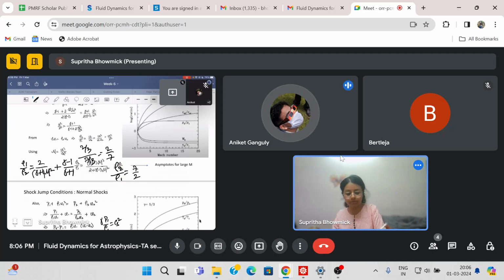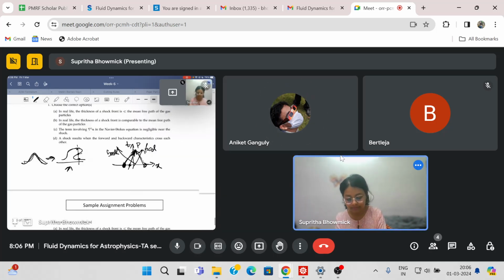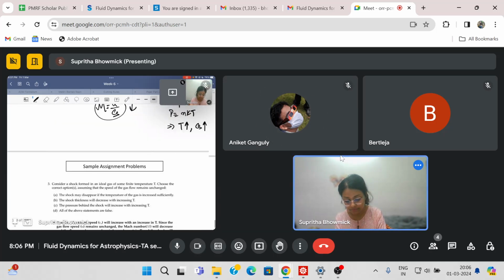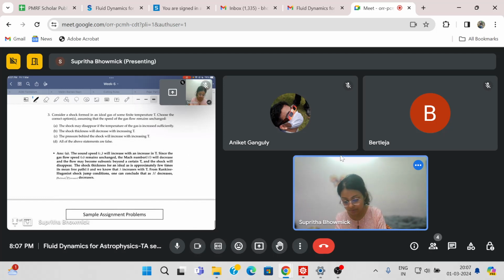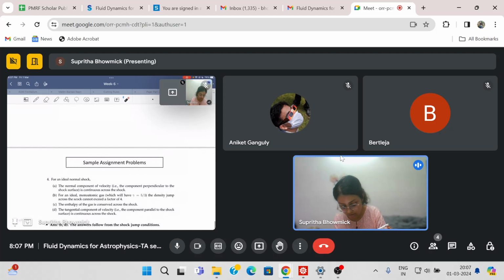This is 3.5. It's less than 4. So it cannot exceed 4, and hence this option is correct. Next option: the enthalpy of the gas is conserved across the shock.